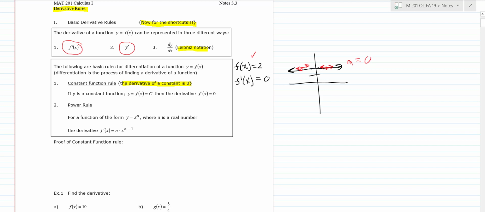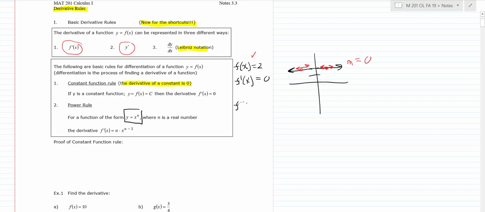Okay, next one we have is the power rule, which is really cool. All right, so if you have a function of this form, now it has to be of this form, it's just x to a power n. n can be any real number. n can be a fraction, a decimal, whatever. Okay, then what you do is you bring the n down, and then you subtract one from the exponent.